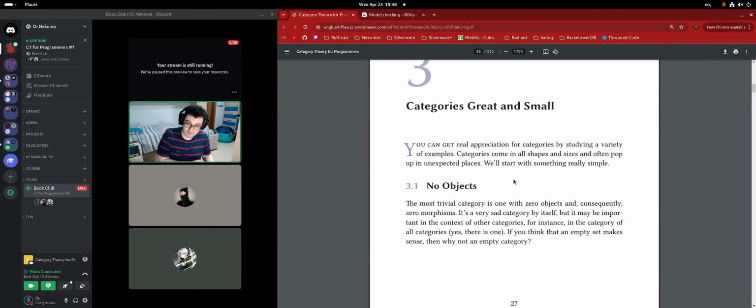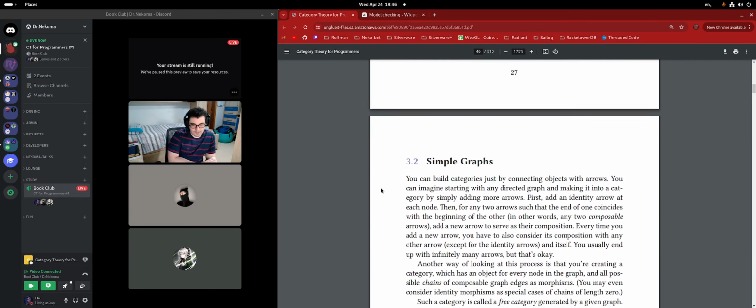So now we're going to talk about the real meat. This is the main entry, chapter 3. We're going to talk about some categories, right? The first one is the one with no objects and no morphisms. It's a very, quote, very sad category.